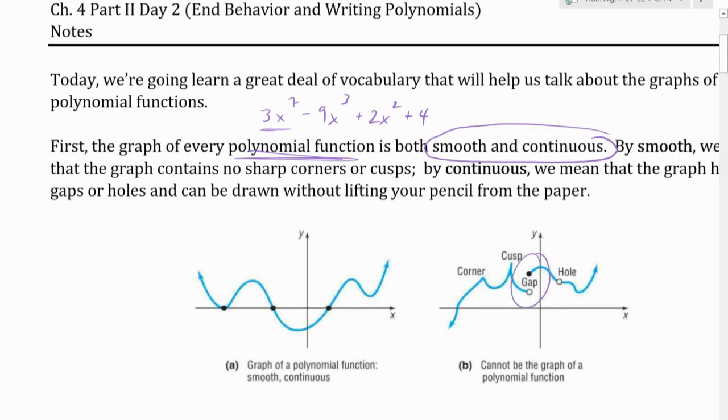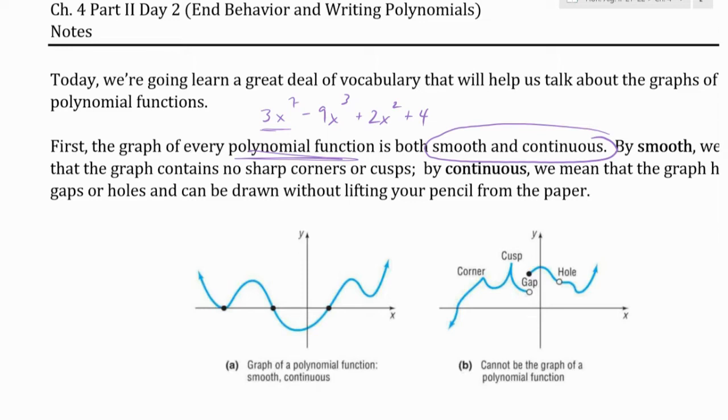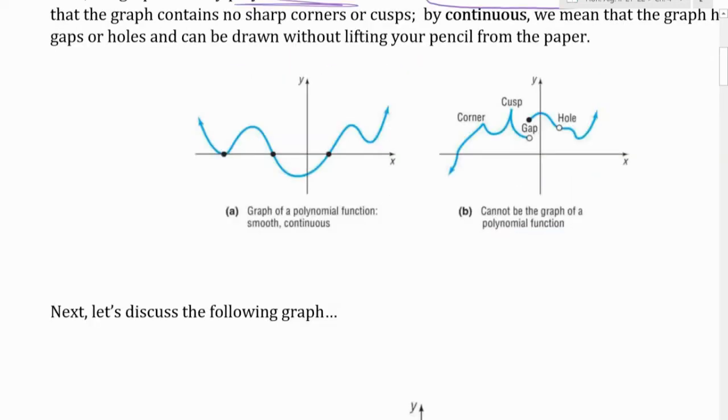So it's not going to pick up and jump someplace else. It's not going to have any holes in it. So this would be an example of a polynomial function. This would not, because it has both holes, gaps, and they call those all the time cusps. Some people call them sharp points. It's just all depending on who you ask. Anyway, so every single polynomial function is smooth and continuous, which may not seem like a big deal right now, but when you get to calculus, it'll be a huge deal. So know that going in, okay?